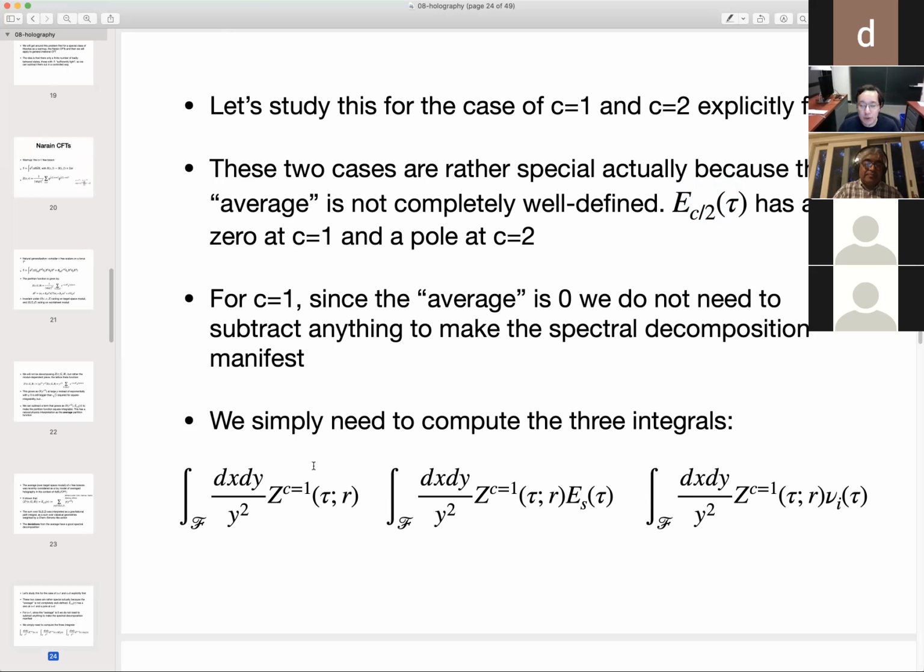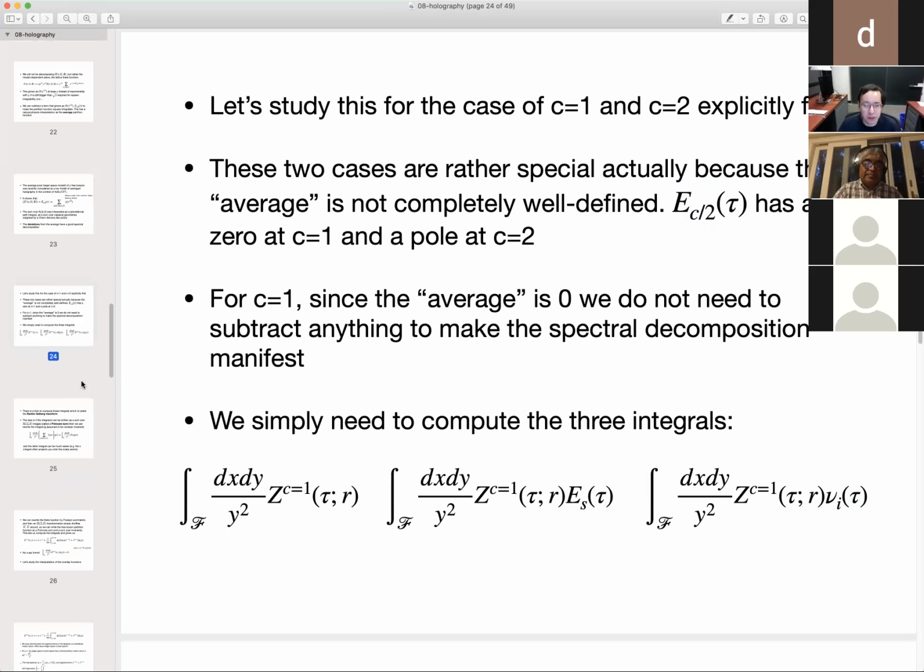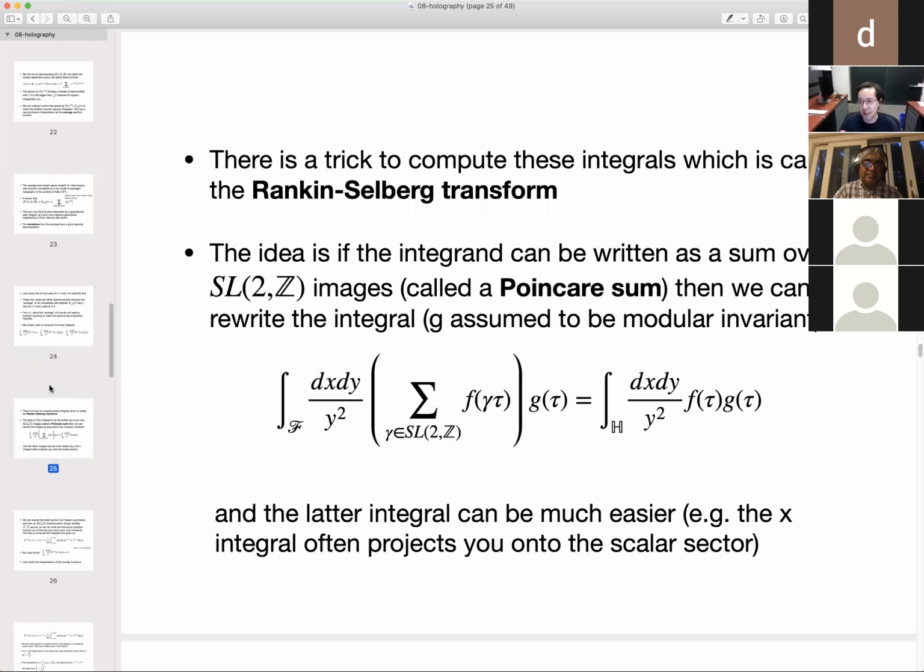So to do c equals 1, we subtract out the average, but the average when analytically continued is 0. So we don't have to subtract anything. So we simply need to compute the following 3 integrals. We need to do the Petersson overlap integral with the constant, the Eisenstein series, and the cusp forms. These are just 3 integrals, and there are some techniques you can use to do them. I won't go through this in detail. I'll just tell you in words.